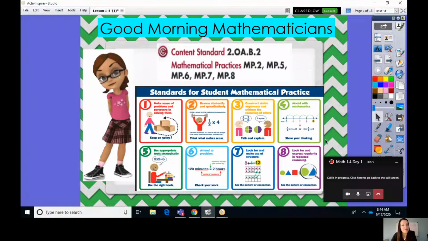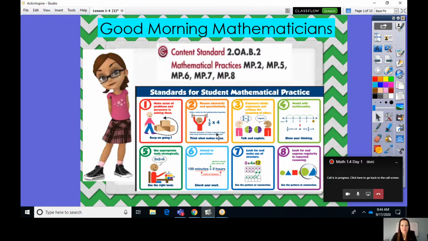Okay, so before we start our lesson, we're going to look at our mathematical practices. I'm not sure if you remember them from last year, but I'm going to go over them. So these are our standards for mathematical practice. In the lesson today, we're going to use practices 2, 5, 6, 7, and 8.